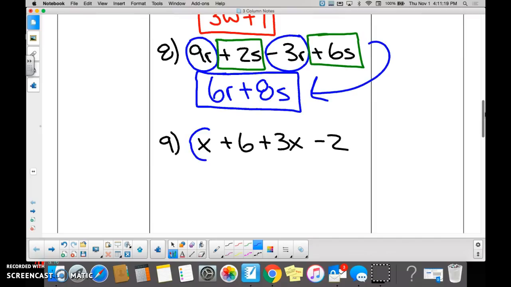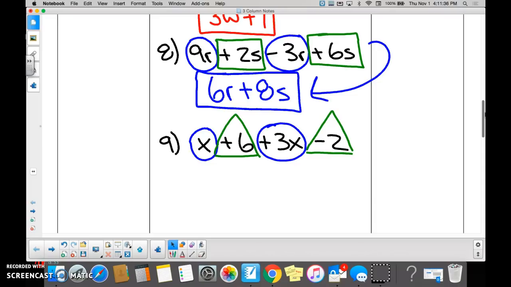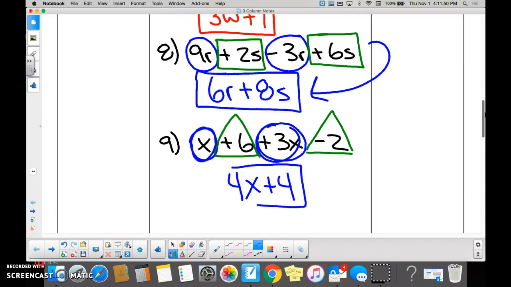I know that the x and my positive 3x are not the exact same, but they are like terms. They can be combined. I know that my positive 6, I'm going to put a triangle around those, this one, and my negative 2 are constants, so they can also be combined. Finish up: x plus 3x, so this x plus this 3x gives me 4x. The plus 6 and the minus 2 gives me plus 4. 4x plus 4 is my simplified version of those like terms.